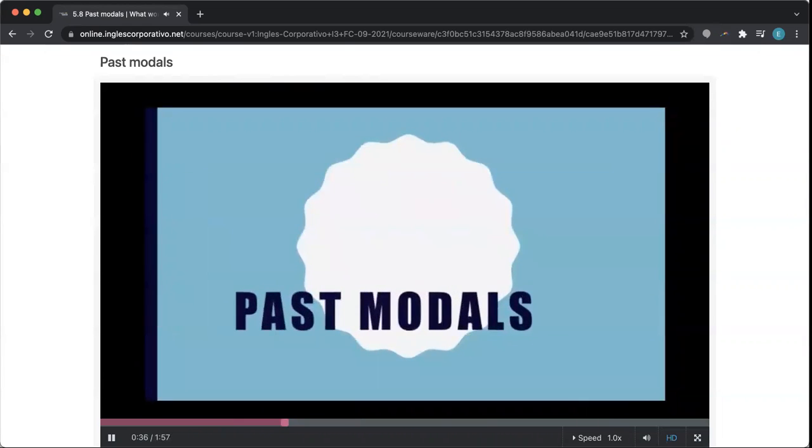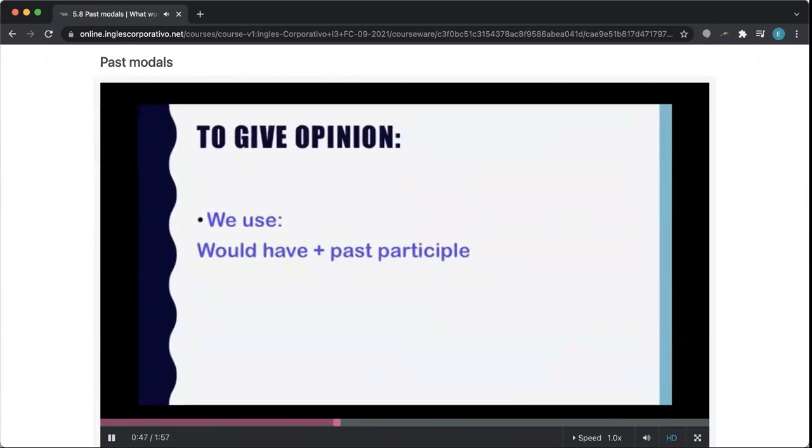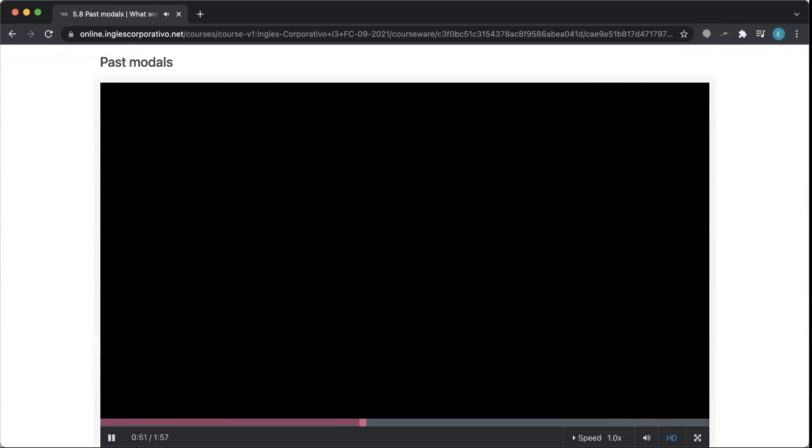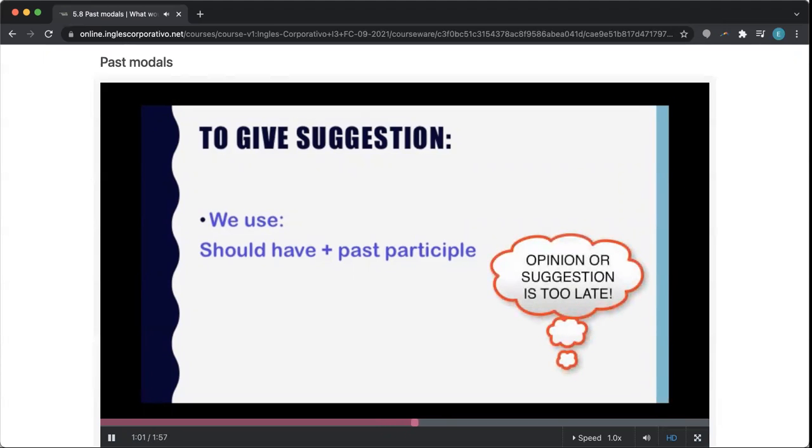When and how do we use past modals? We use past modals to give opinions and suggestions about actions that already happened. To give opinions, we use would have plus past participle. And to give suggestions, we use should have plus past participle. But in both cases, our opinion or suggestion is too late.